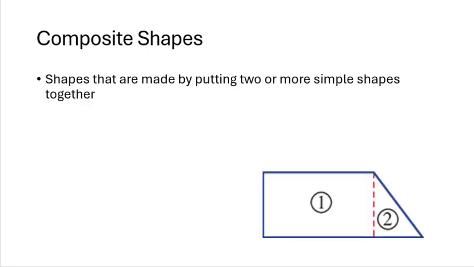Now, you also need to know how to work with composite shapes. So these are shapes made by putting 2 or more simple shapes together. Okay. So as you can see, they're stacked on each other. Over here, shape 1, we have a rectangle. And over here, shape 2, we have a triangle here. So they just slapped it on top of each other.